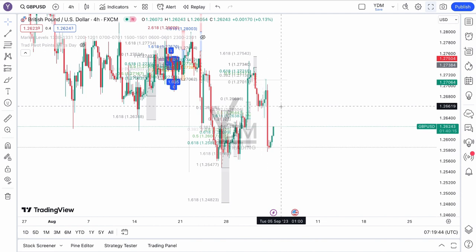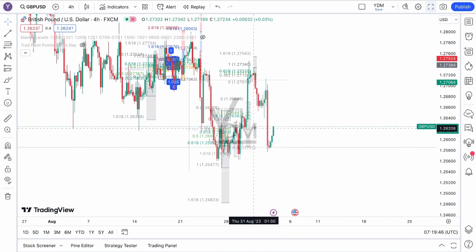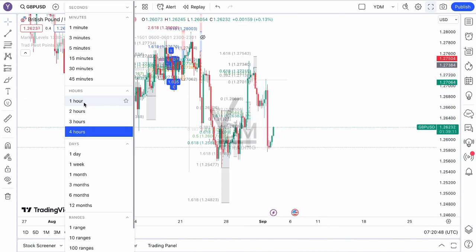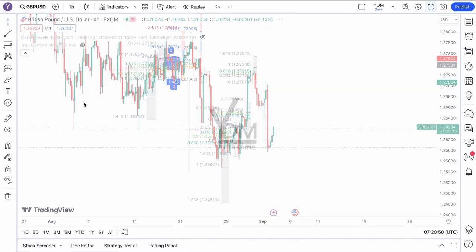Right here you can see this was the bullish candle before the retracement on Thursday. This retracement was above 50% if you use the Fibonacci retracement. Right here you can see this is 50%. The retracement is already above 50%, like I said. After you've done that, you switch back to the 1-hour time frame.